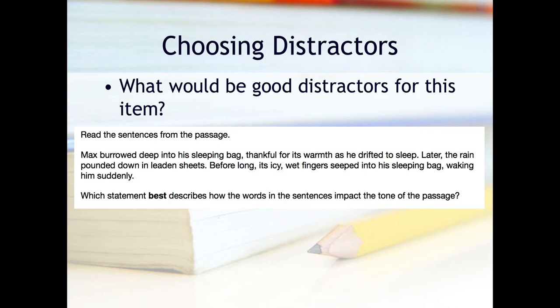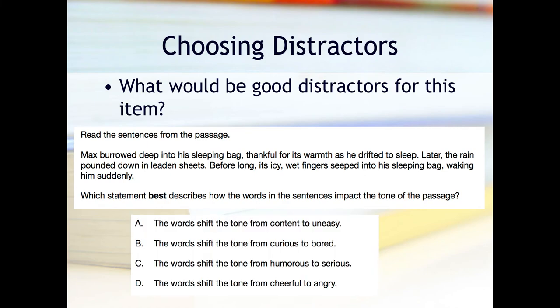So we want to know if students can read this and apply critical reading, can infer things from the text. That's a pretty high-level skill. That's an application or analysis level skill. And the distractors we have here, again, we have the correct answer, which is the words shift the tone from content to uneasy, because it talks about being warm and drifting off to sleep, and then the icy cold waking him up suddenly to uneasy. We've got curious to bored, humorous to serious, cheerful to angry.